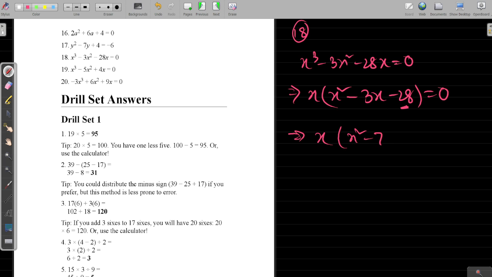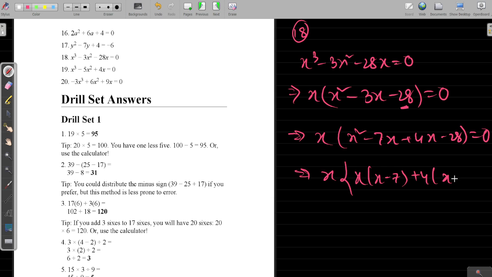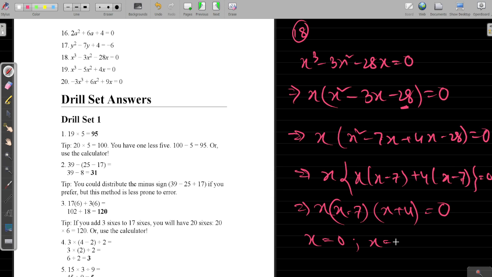So x square minus 7x plus 4x minus 28 equals 0. If I take common x from here, then x minus 7 plus 4 means x minus 7 equals 0. Then if I take common x minus 7 and x plus 4, and this remaining x equals 0. So we'll get x equals 0, x equals 7, x equals minus 4. Okay, so our answer will be something like this.